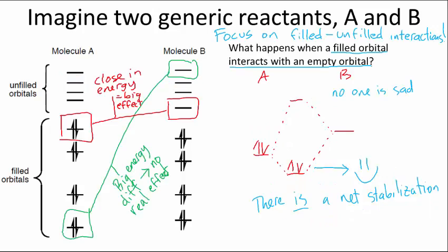All right, let's do an example. So take these two, try and sketch for yourself an MO diagram for the thing on the left, an MO diagram for the thing on the right, and then identify what donor you think will interact with what acceptor.